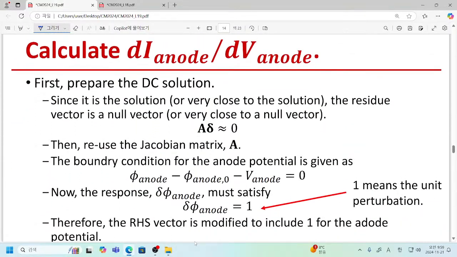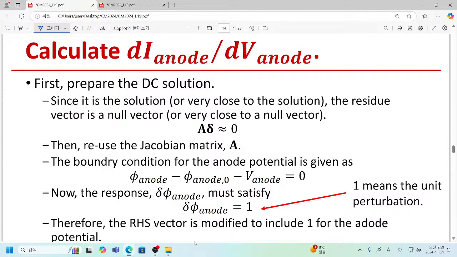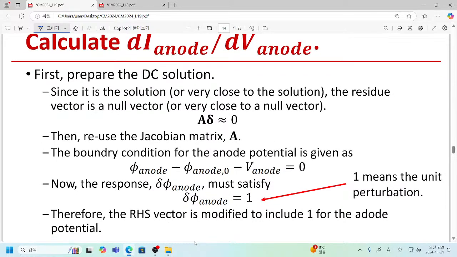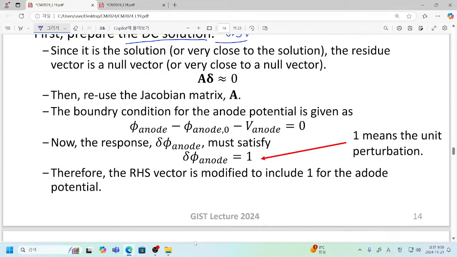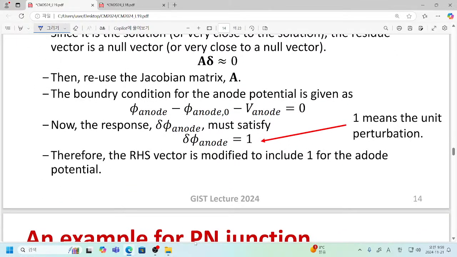Okay, now let's try to calculate the y parameter. So how can you calculate this y parameter? First, prepare the DC solution. For example, if we wanted to consider 0.5 volt, then first of all we must ramp up our anode voltage up to 0.5 volt. So now we have increased it. This is just a typical step, so I will assume that you can do it.